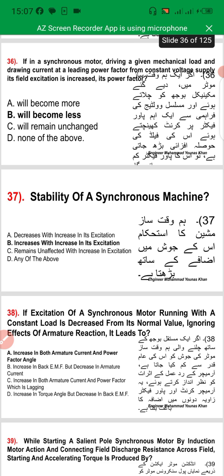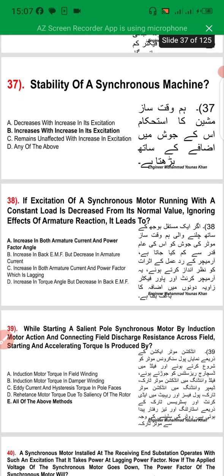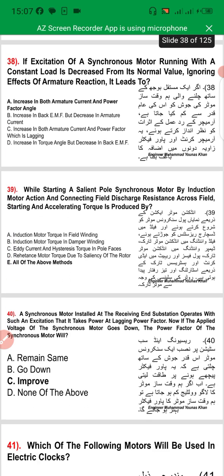If in a synchronous motor driving a given mechanical load and drawing current at a leading power factor from a constant voltage supply, its field excitation is increased, its power factor will become less. Stability of a synchronous machine increases with increase in its excitation. If excitation of a synchronous motor running with a constant load is decreased from its normal value, ignoring effects of armature reaction, it leads to increase in both armature current and power factor angle.